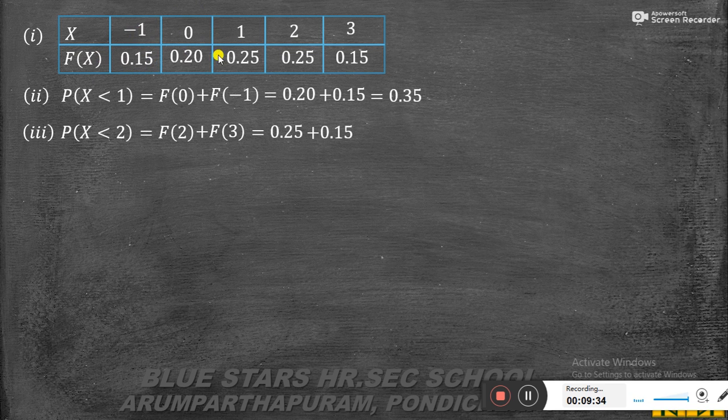Next, f of x at x equals 0 means f of 0, which is 0.20. X equals 1 means 0.25, x equals 2 means 0.25, x equals 3 means 0.15. This is the answer.